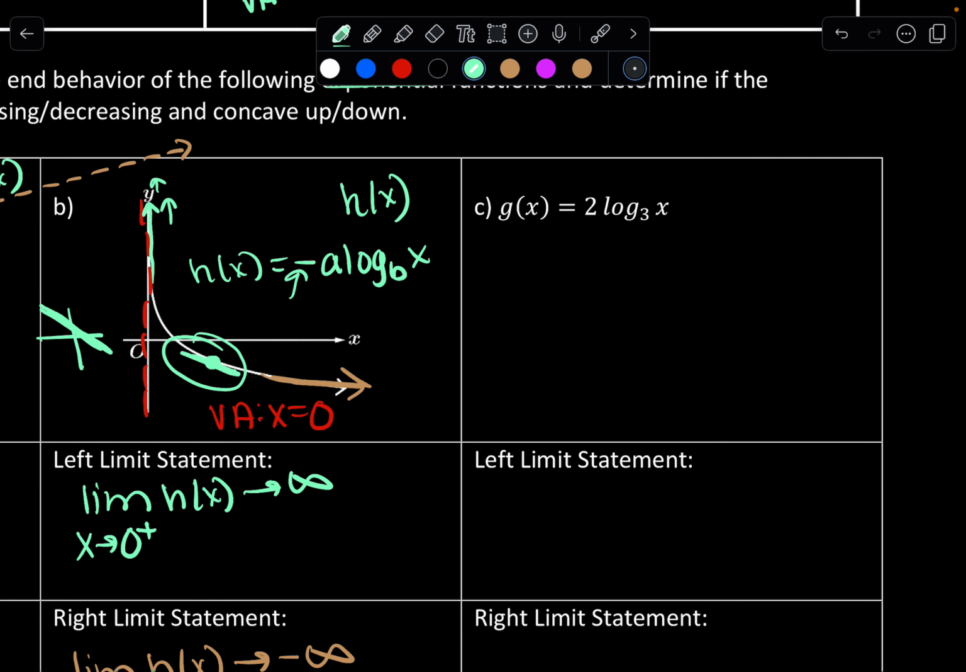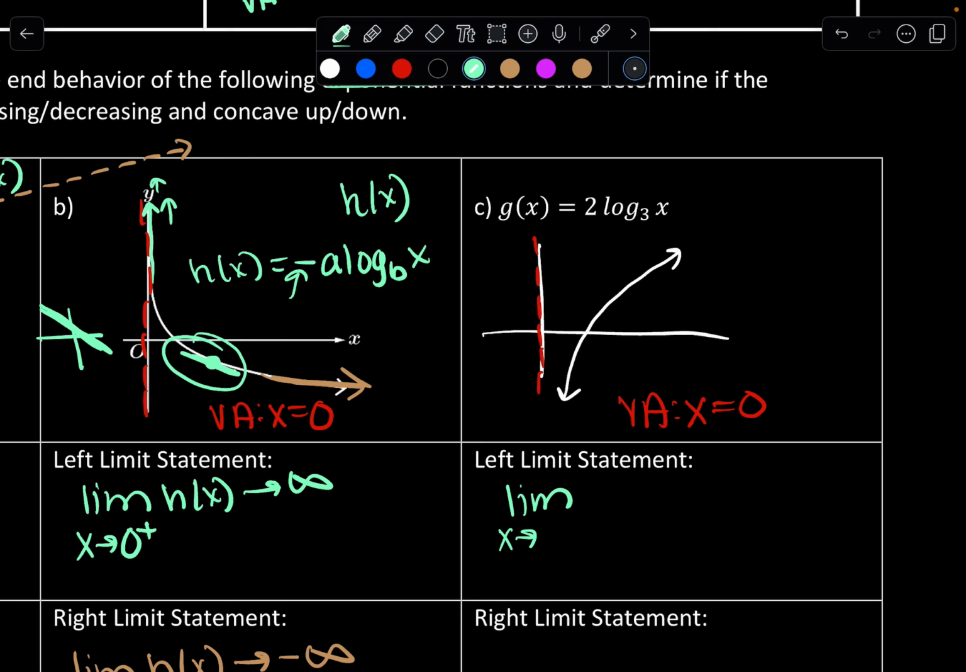All right, now we're not given the graph. I always suggest if you have to analyze a function, try drawing its graph. So this has a positive a value, so that means it's increasing, and we still have that vertical asymptote at x equals 0. Left limit statement, the limit as x approaches, the left side is approaching that vertical asymptote, so 0 from the positive side for g of x is approaching negative infinity. So again, use the y values.